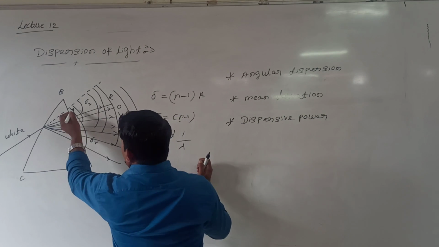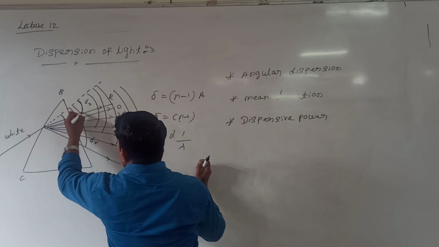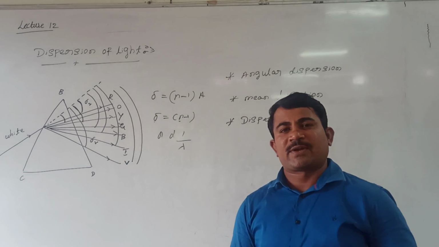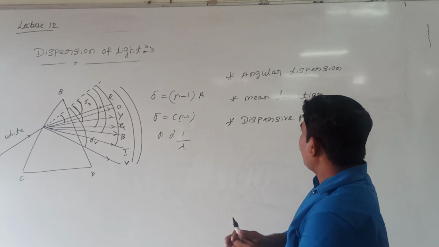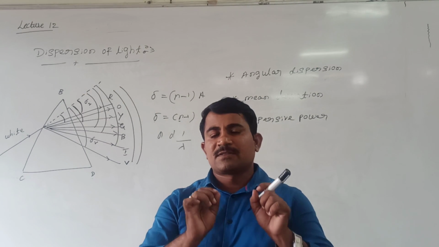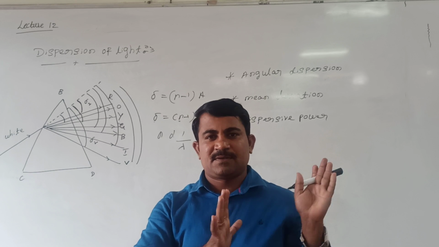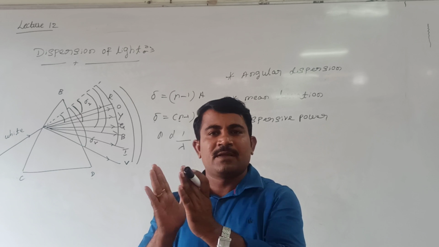See here, for red color I can take the value del R. This I can call del O, this del Y, and this del Z, like this. For so many colors you can define the angle of deviation. Question is, how to define angular dispersion? Angular dispersion is the difference between the angle of deviation of any 2 colors.